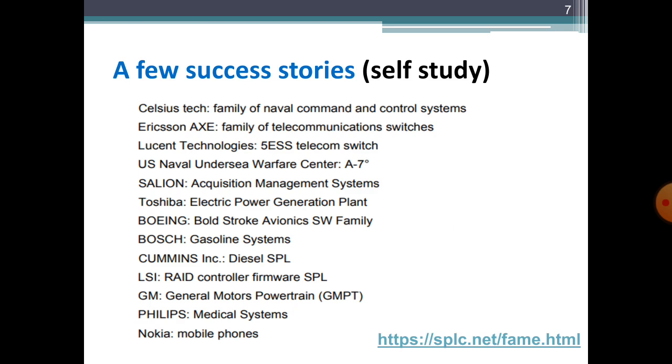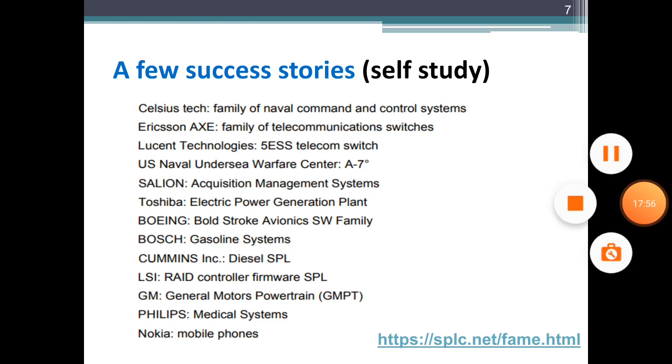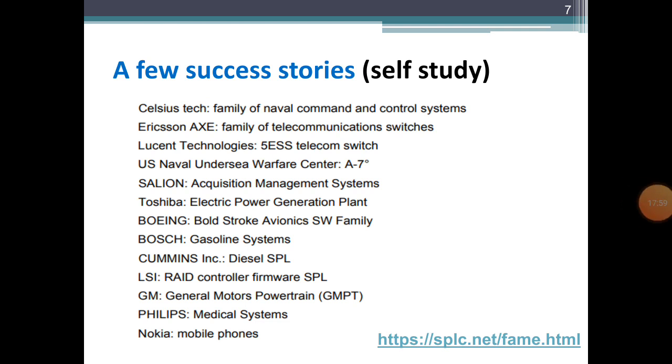So students, these are a few successful stories of the product line approach. I also put a link for you here. These are the organizations in the Product Line Hall of Fame. These organizations are the ones who are utilizing product lines. I also put a link over here. You can go through there and by yourself you can go through these different organizations who actually utilize product lines.